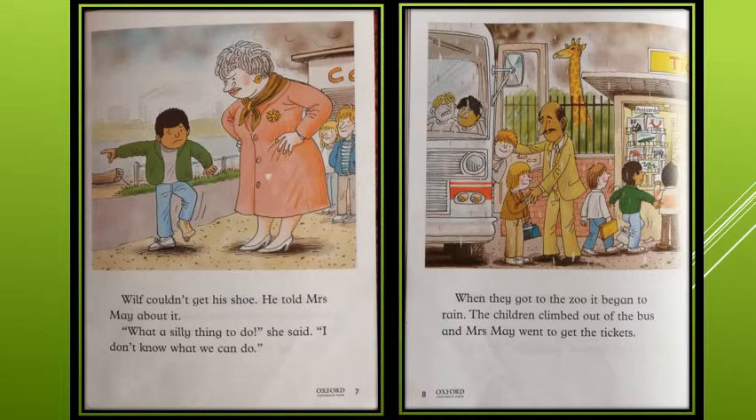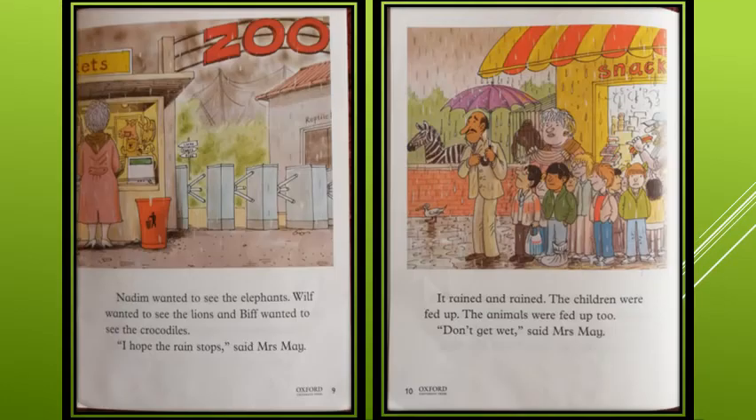Come to the illustration on page number 8. It started raining when they got to the zoo. So the children climbed out of the bus and Mrs. May went to buy the tickets. Mrs. May is buying the tickets and you can see that it is written zoo there. And what is behind the zoo? Yes, there is a house for reptiles.